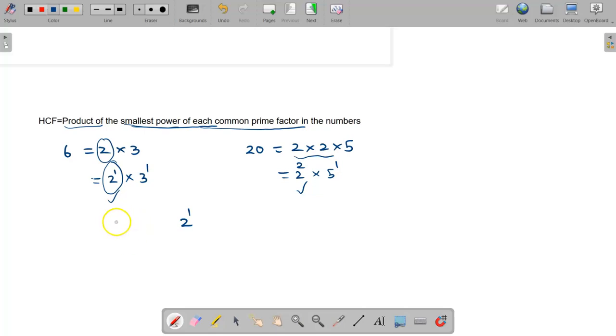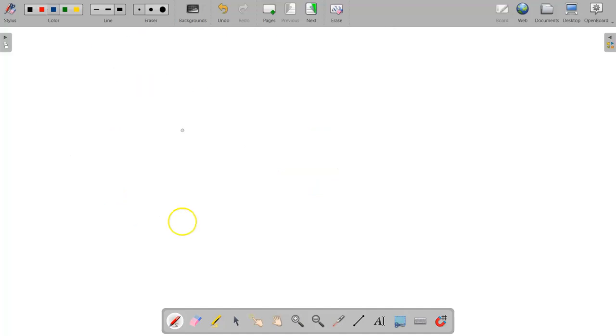So what is the HCF of 6 and 20? It is just 2 power 1, which is nothing but 2. Okay, coming to the LCM. LCM is the product of the greatest power of each prime factor involved in the numbers.